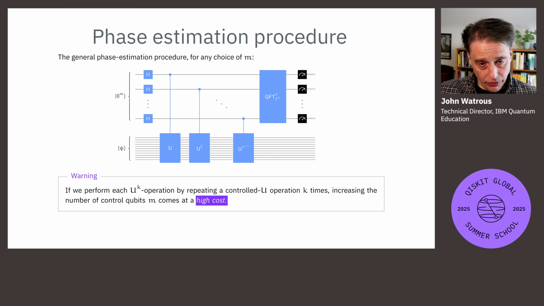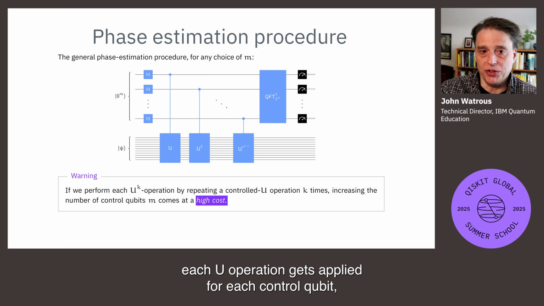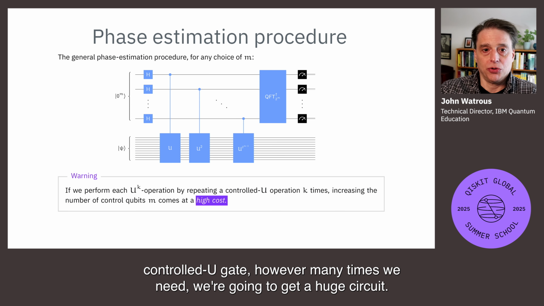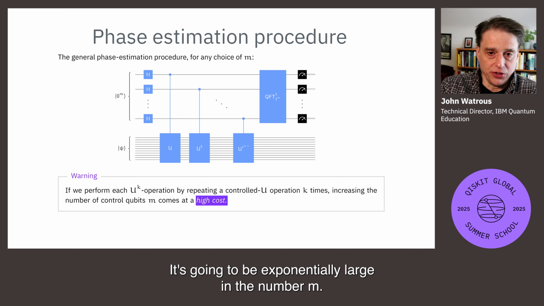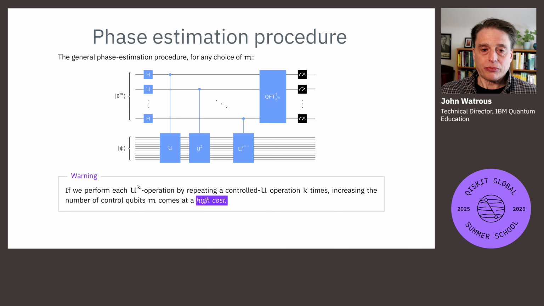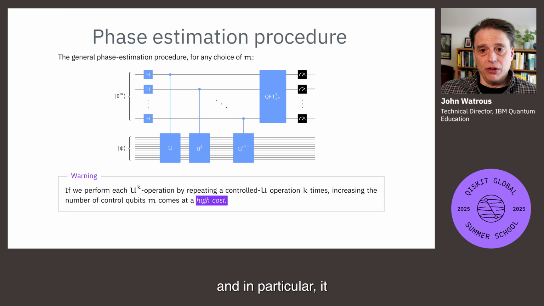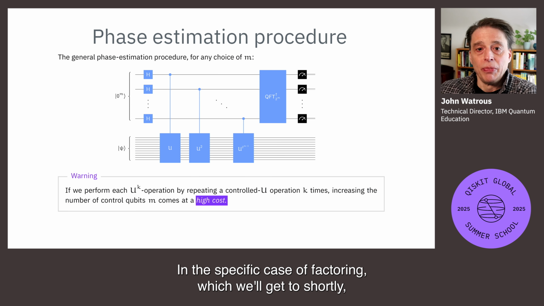Now, the first thing that we need to notice about this procedure is that it might become very expensive. In particular, we're doubling the number of times each U operation gets applied for each control qubit. And if the way that we do this is simply to iterate a controlled U gate however many times we need, we're going to get a huge circuit. It's going to be exponentially large in the number m. That is a major limitation in general, and in particular, it limits our ability to get precise approximations of eigenvalues.